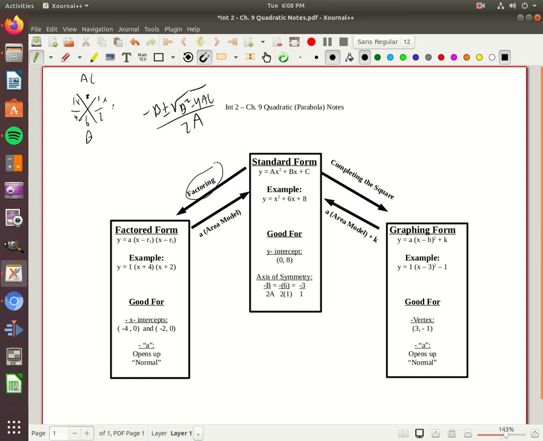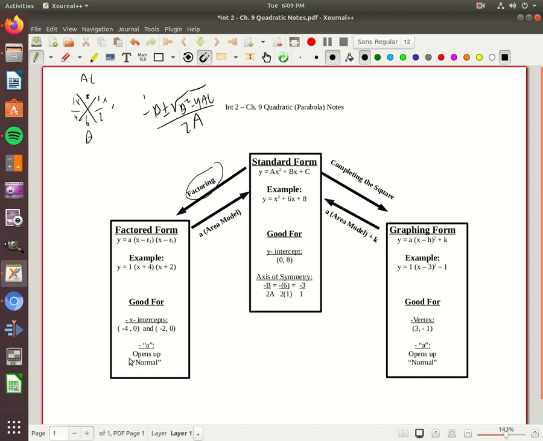So we have these two choices to go from standard form to factored form, and it doesn't matter which one we choose, but once we get into factored form, it looks like this. In this example, when we factored it, we would get y equals 1 times (x plus 4)(x plus 2). When we're in this form, it's good to be able to get the x-intercepts. If we plug negative 4 in there, it turns into 0, so I get (negative 4, 0). And if I plug negative 2 into this one, it turns into 0. So I have 2 x-intercepts.